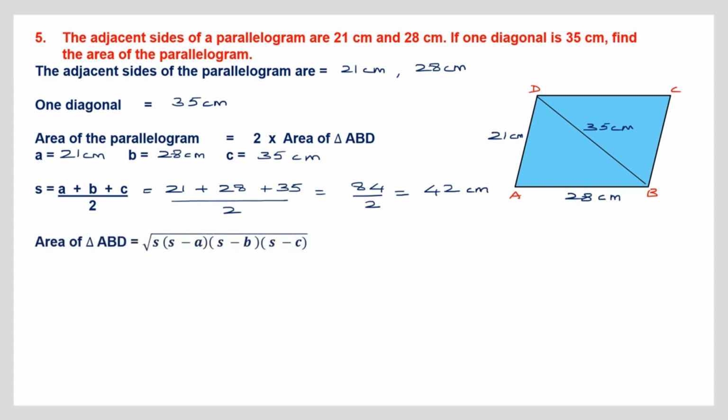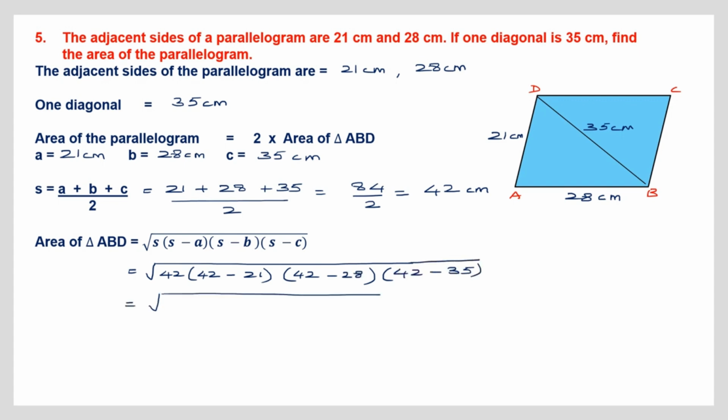Now we can find the area of the triangle by using this formula. That is the semi-perimeter, which is 42, into 42 minus side A, which is 21 centimeters, again 42 minus side B, which is 28 centimeters, again 42 minus side C, which is 35 centimeters. So we have to work this out now. 42 into 42 minus 21 is 21, into 42 minus 28 is 14, into 42 minus 35 is 7.